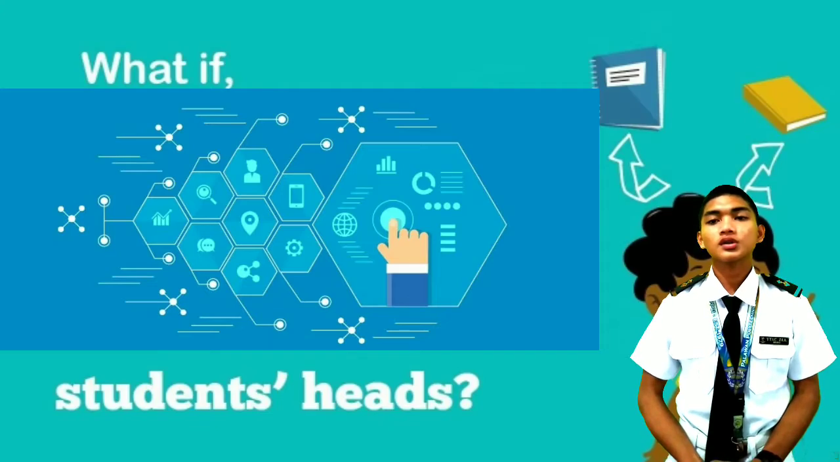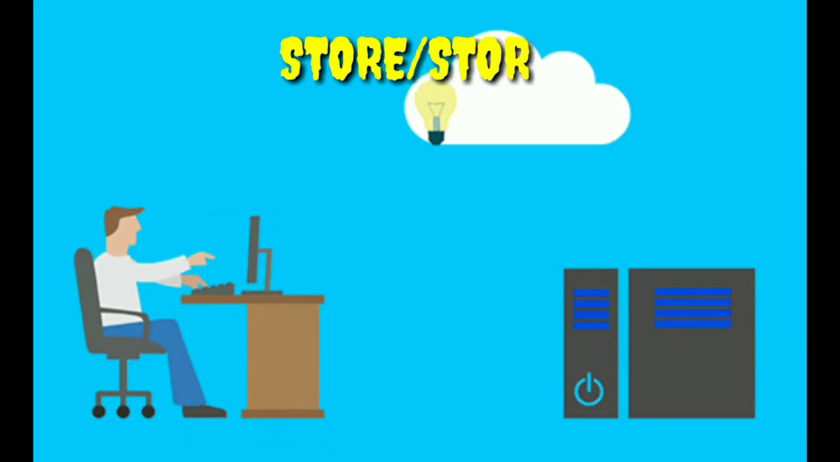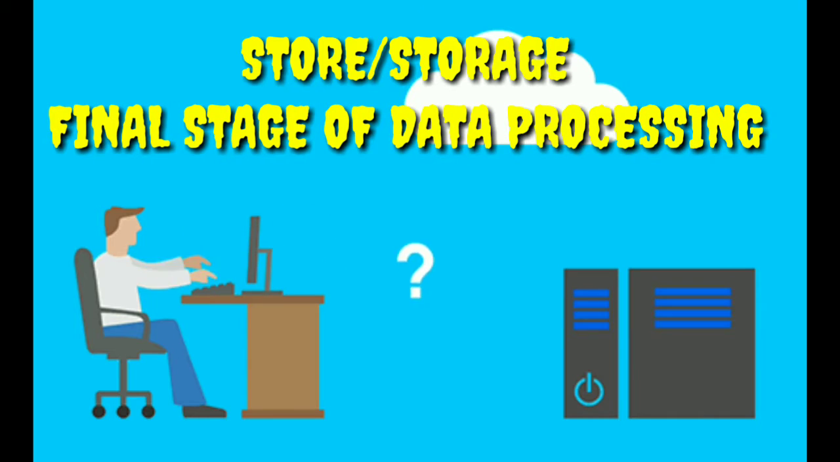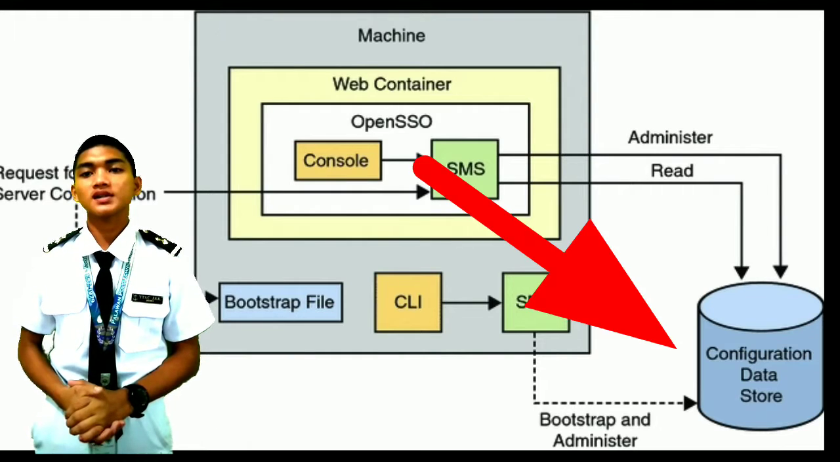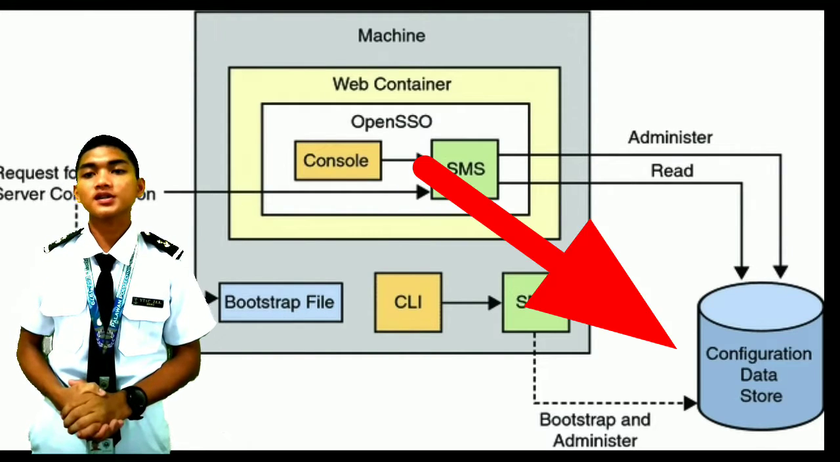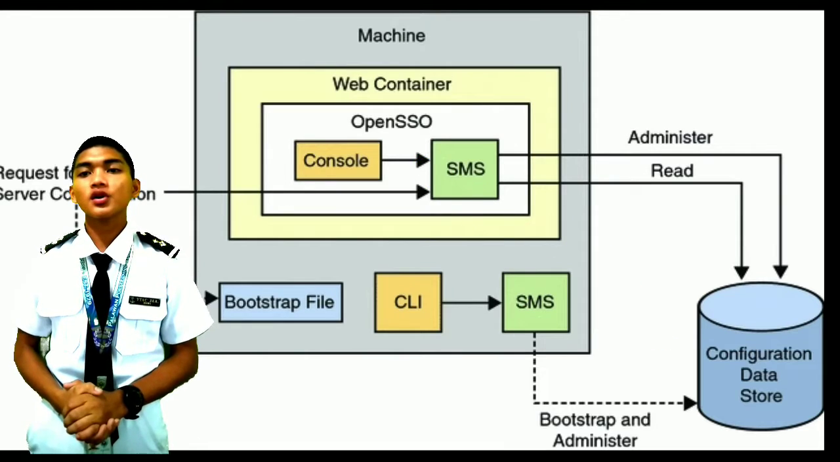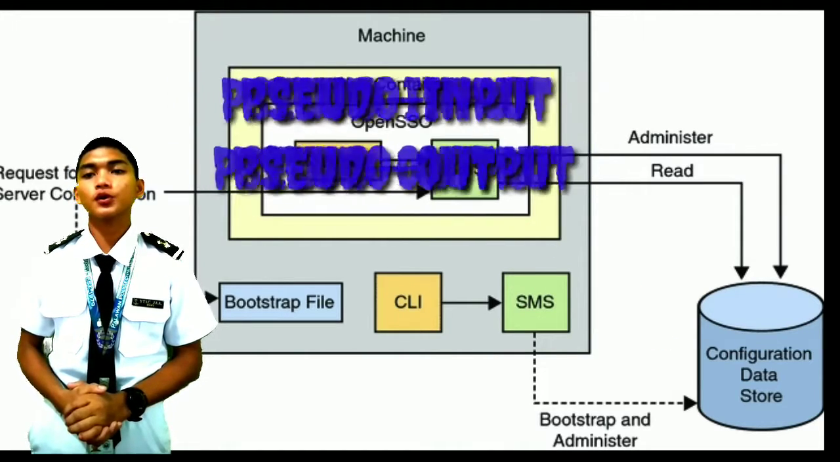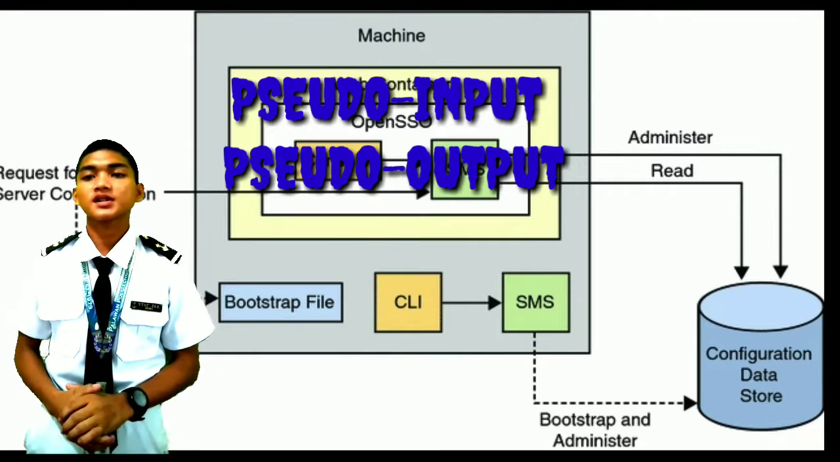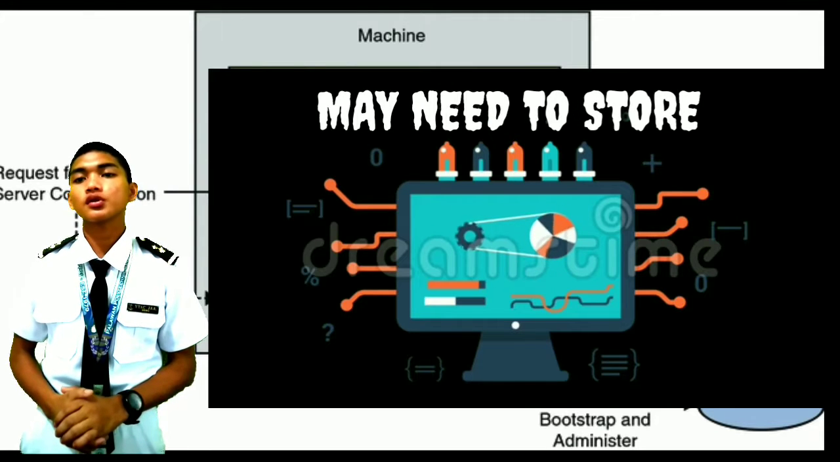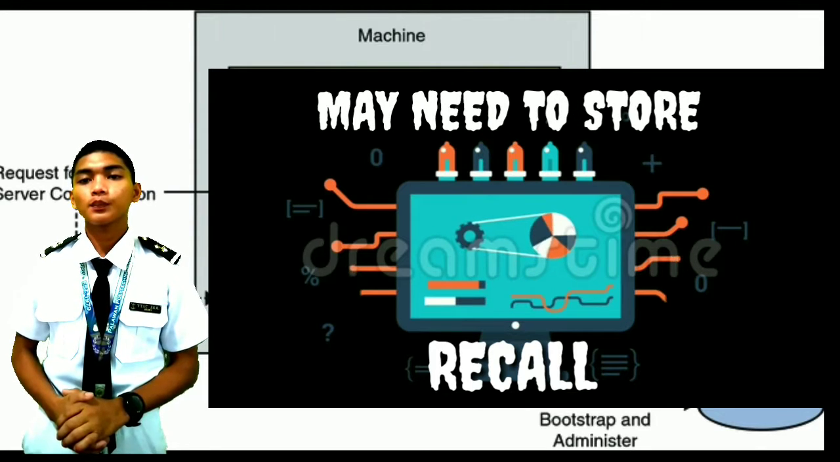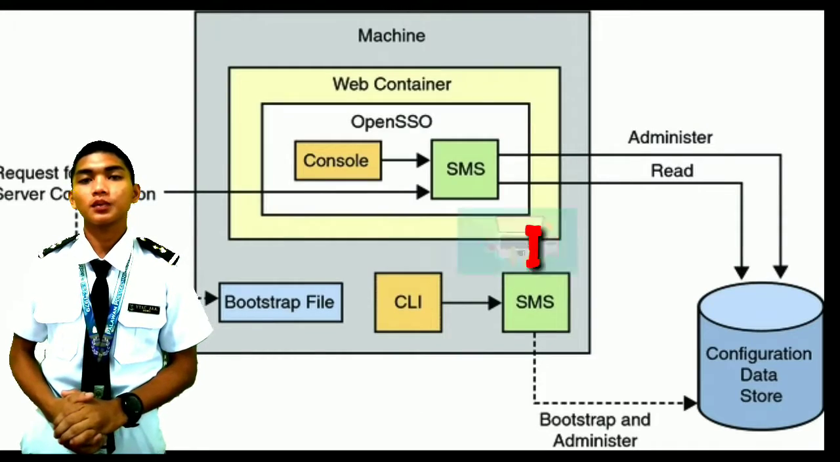So moving on to the store or storage. The storage stage of IPOS can occur directly from or to the processing or the output stages. The storage stage can serve as the pseudo-input or pseudo-output stage of the processing stage. The processing stage may need to store data for later use or recall previously stored data for processing new data from the input stage.